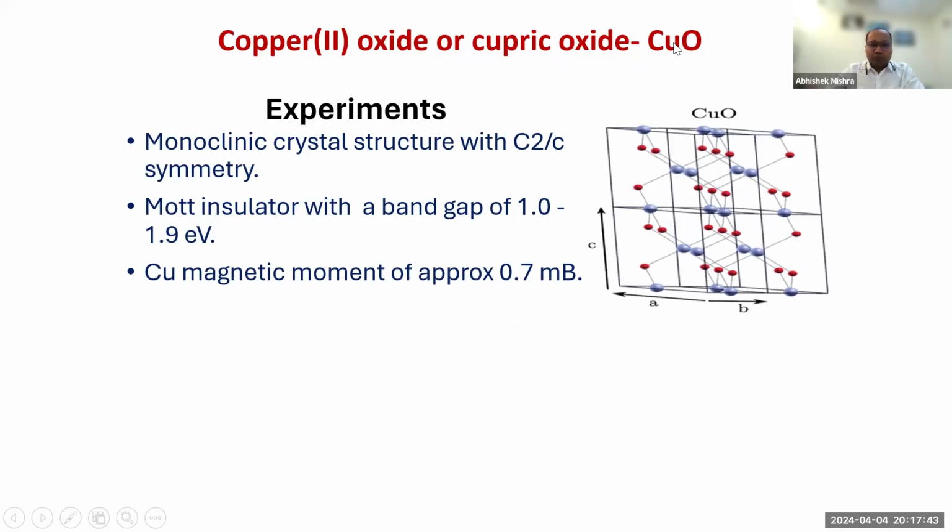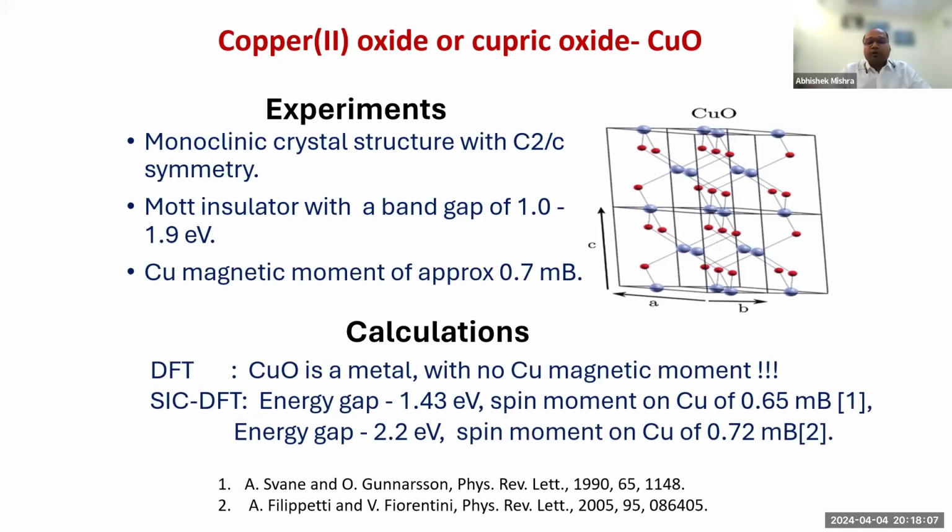Copper oxide is a monoclinic crystal, and it is a Mott insulator with a band gap depending upon how you synthesize and measure things. And it's a magnetic material having a known magnetic moment. But when you model it with first-principles simulation, pure DFT, the GGA approach or LDA approach, we see that it's a metal with no magnetic moment. But when you include a higher level of accuracy in the models, you will get the exact results. So that is the system.